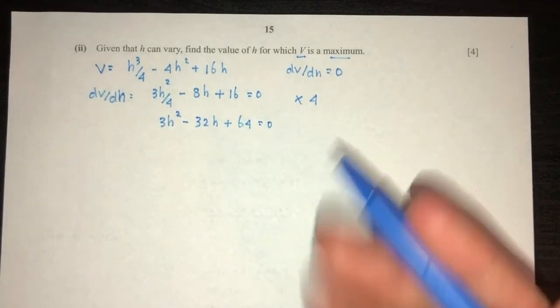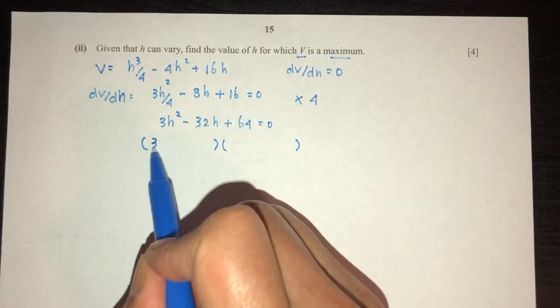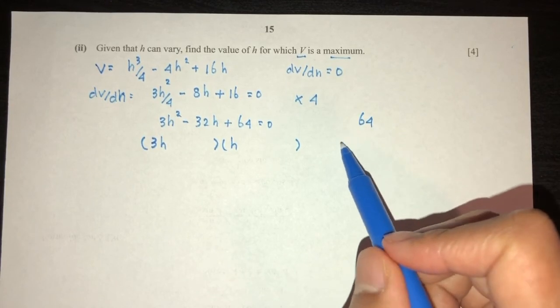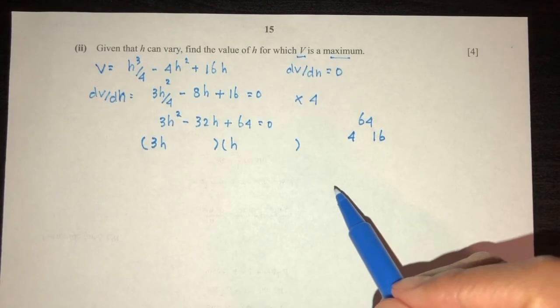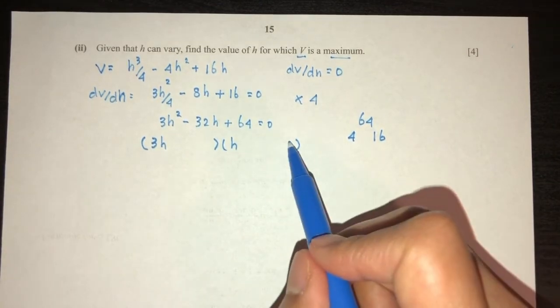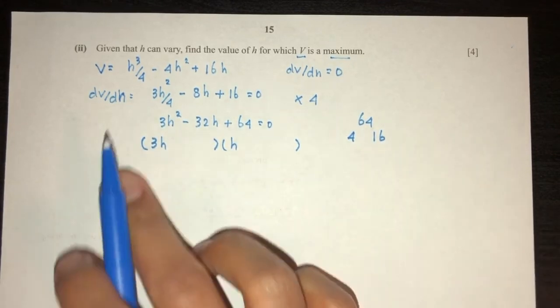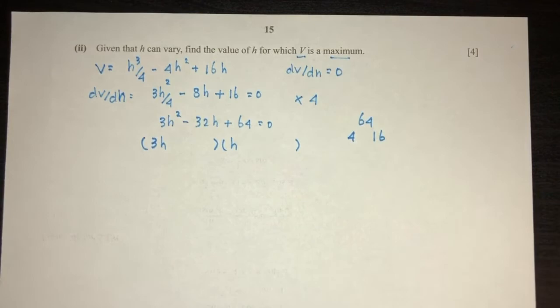So now we have to find the value of h. So factorize. That will be 3h and h. 64 can be, we can try 4 times 16 to see what happens. If you do 4 here and then 16 here, 3 times 4 is 12. That would not be enough. We can try something else.